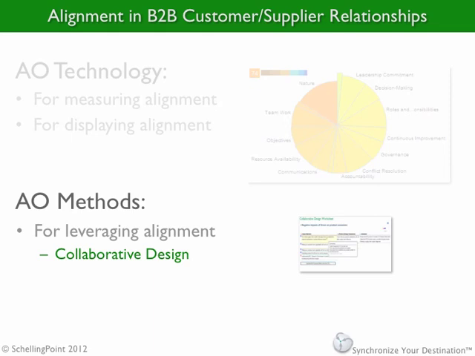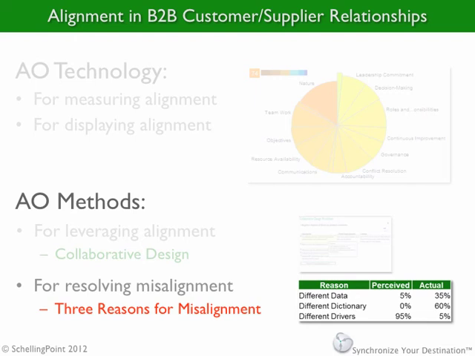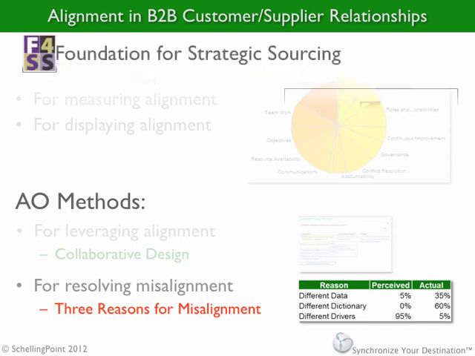First of all, when we pinpoint alignment, we should be using techniques such as collaborative design to increase the value of that alignment. And on the other hand, when we pinpoint misalignment, we need to understand the fact that there are, for example, 3 reasons for misalignment, so we can apply the right remedy.